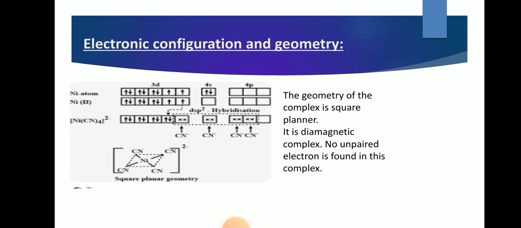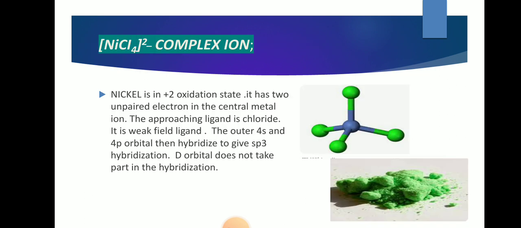You can see the electronic configuration of nickel. Nickel has 2 unpaired electrons when it is neutral. When nickel is in +2 oxidation state, it has lost the 2 4s electrons, and has 2 unpaired electrons. When cyanide approaches the nickel, it will create a force that will pair up the electrons in the d orbital. Only one d orbital is empty, and this will hybridize with one s and 2 p orbitals, and the hybridization would be dsp2. The geometry of the complex is square planar. It is diamagnetic because there is no unpaired electron in the d orbital.